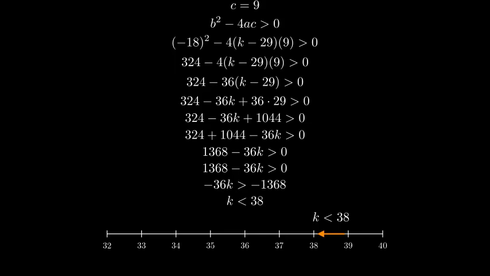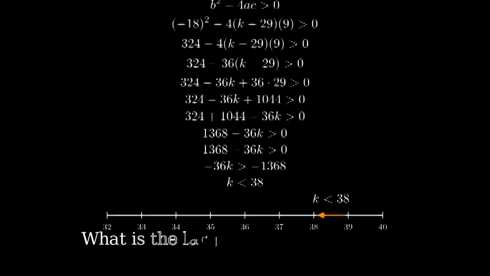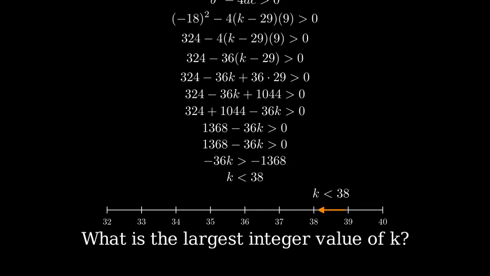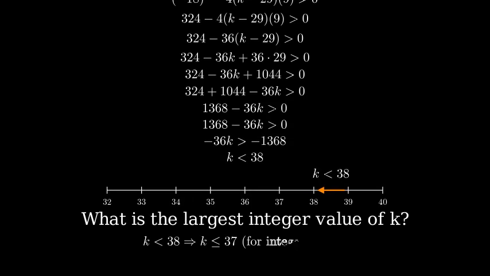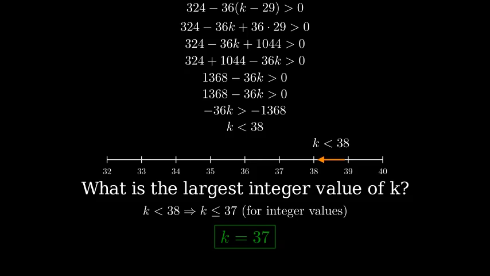So, k needs to be less than 38 for the equation to have two distinct real roots. But the problem asks for the largest integer value of k. Since k must be strictly less than 38, the largest integer value for k would be 37. Therefore, the answer is k equals 37. Let's check our answer by examining the graph of the quadratic function. With k equals 37, we should see that it crosses the x-axis at two distinct points, confirming that it has two distinct real roots.